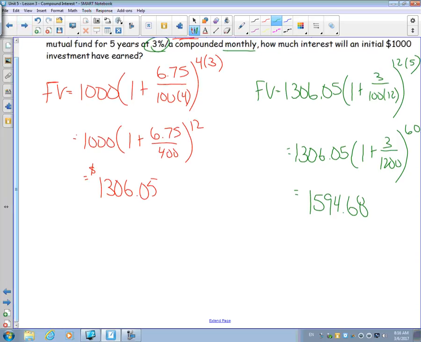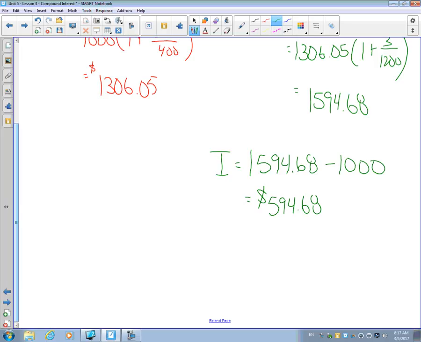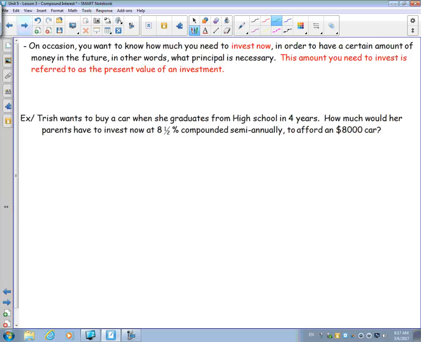Her interest, her I, will be the difference between what she started with and what she ended up with. She started with 1,000, so if I subtract that from her end, we can end up with $594.68.